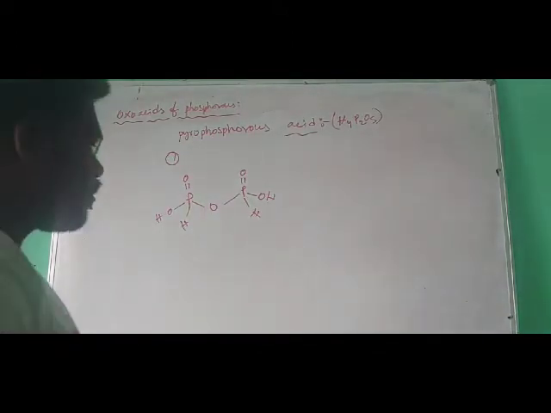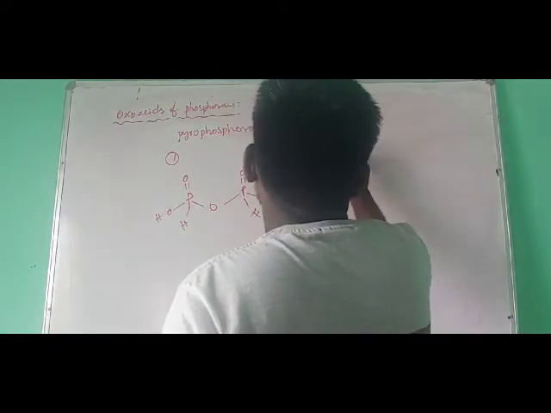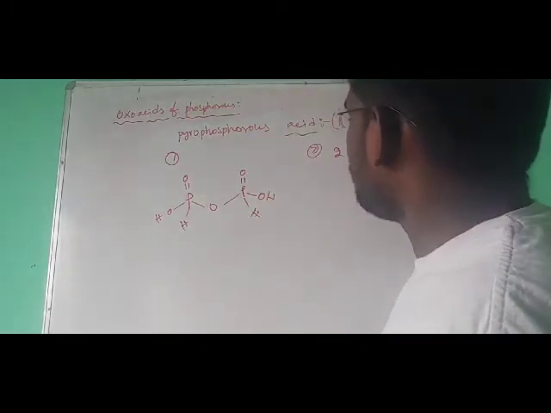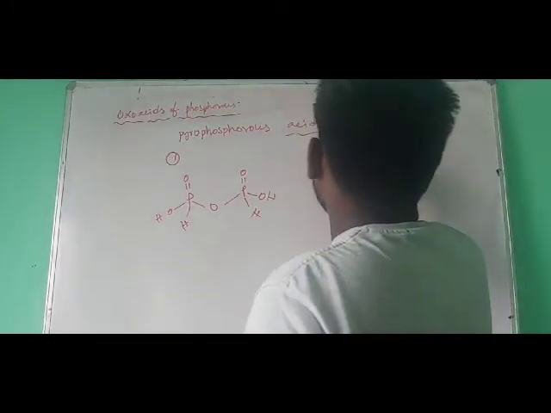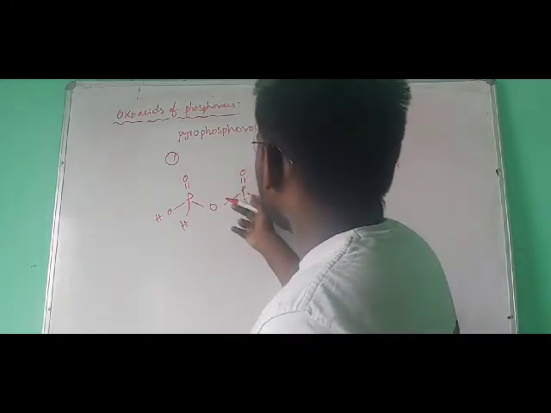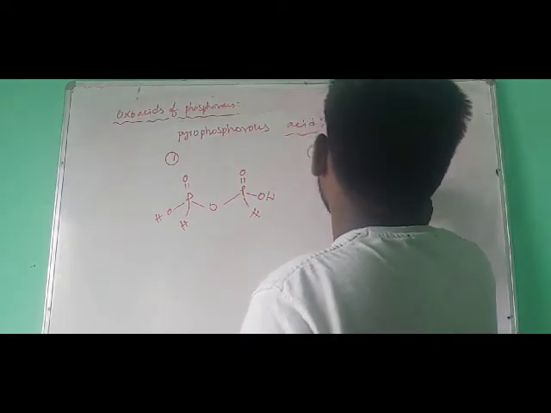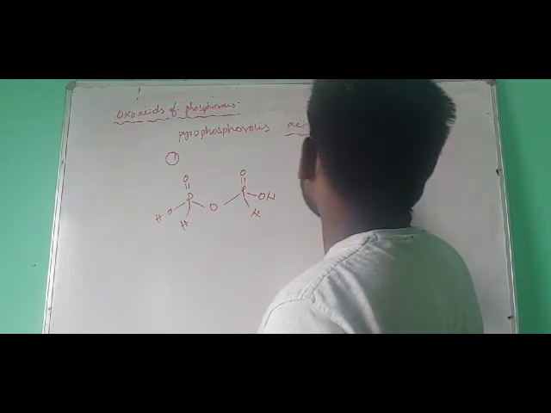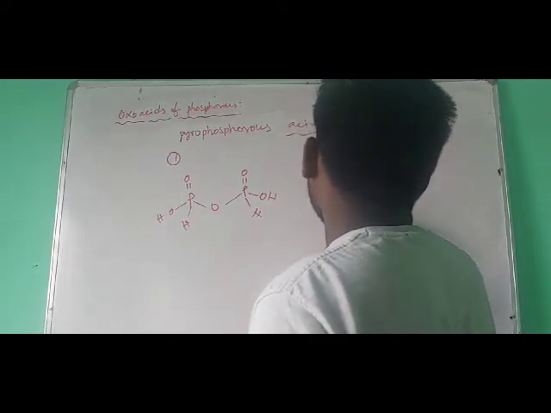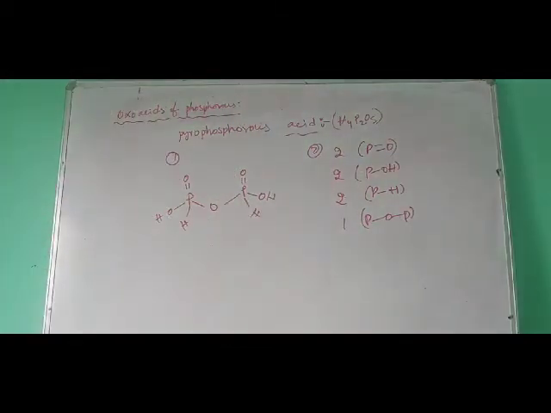Okay, so now the types of bonds present in this one. In this one we have 2 P double bond O bonds, and the next one, how many P–OH bonds are present? So P–OH bonds are 2 present. This is the first one and this is the second one. So 2 P–OH bonds are present, and the next one, P–H bonds. P–H bonds are also 2 present. And the next one, there is one new bond here, that is the P–O–P bond. One P–O–P bond is present in this one. So this is about the types of bonds.